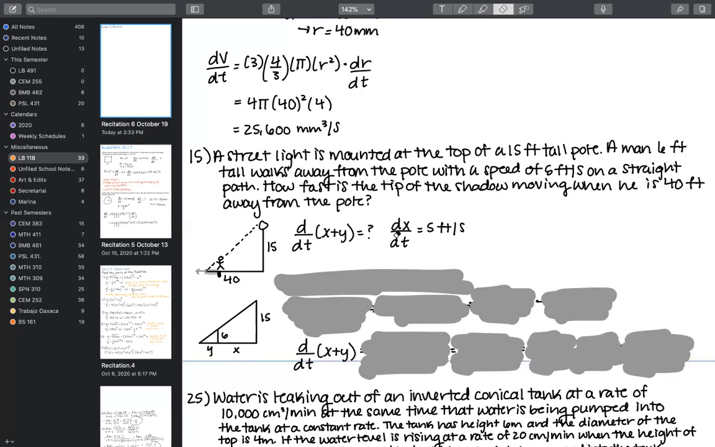We're also asked to find how fast the tip of the shadow is moving when he's 40 feet away from the pole. So we aren't evaluating as if he's stopping at 40 feet. He's not standing still at 40 feet. We're asked how fast the tip of the shadow is moving at the same time that he's moving 5 feet per second away from this pole. And the instant at which we're being asked to evaluate that is when he is 40 feet away.